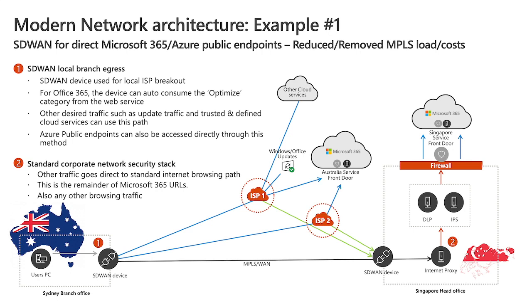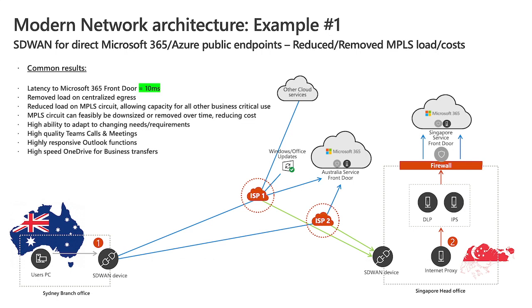And that MPLS circuit is still there for any traffic we still want to send by that path. So the bulk of the Office 365 endpoints can be sent by here with no problem. We've solved the problem by optimizing that small subset of endpoints. So once we've implemented this model, the common results would be, and you can see here, the latency to the service front door from Sydney in this scenario would be around 10 milliseconds.